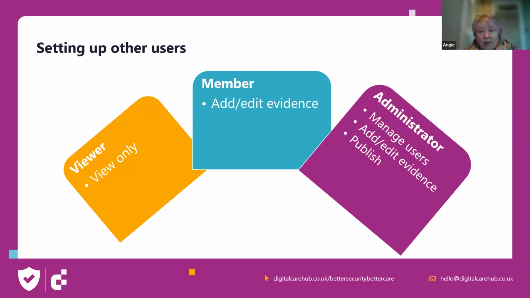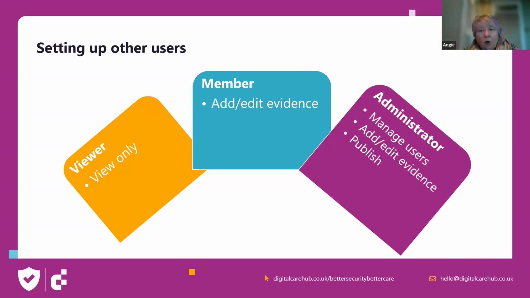And then administrator, which would be yourself, whoever is registering, has full access to the toolkit. So that means that you can add new users and you can publish your toolkit. When you do this, you will then be sent an invitation link. This expires within 24 hours, so you have to reply to it within the 24 hours.